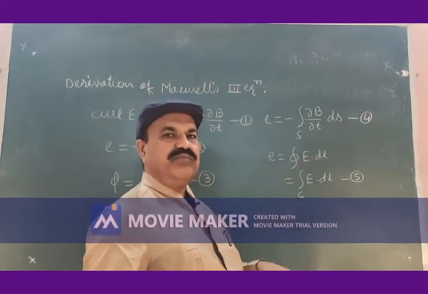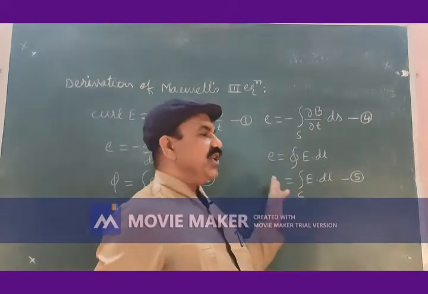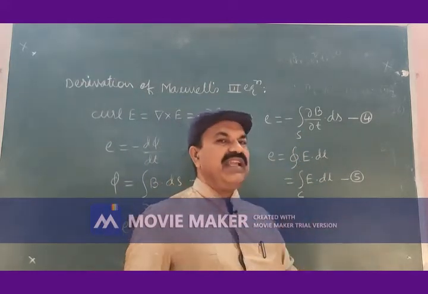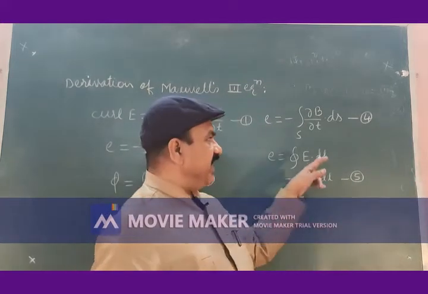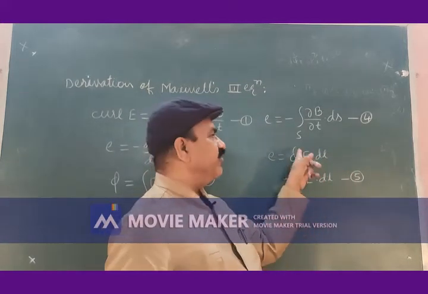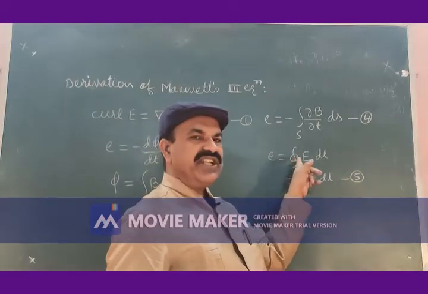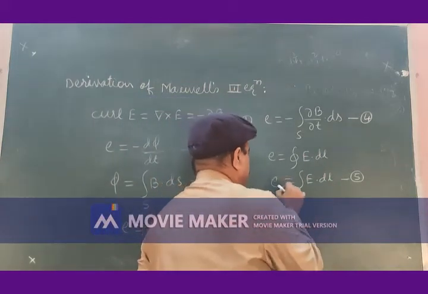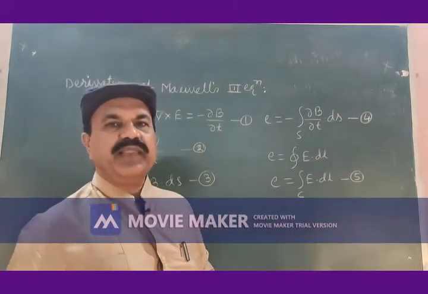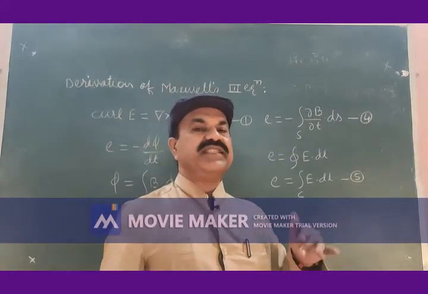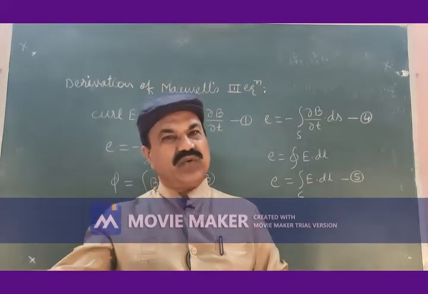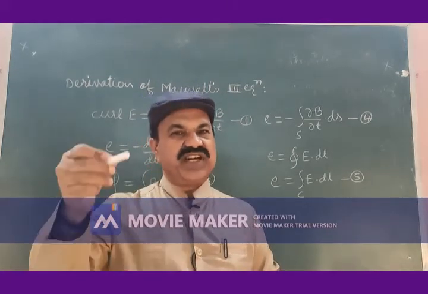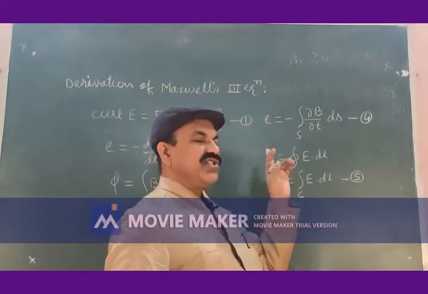Closed path, just put a circle on the integration. So E is equal to integration over a closed path of E dot dl. What is this capital E? Intensity of the electric field. Dl, the smallest line element of the closed path. You can write this integration this way or this way, both are same. Equation number 5. So the EMF E, which is found by circulating a charge around a closed path and finding the work done in moving this charge around a closed path, will give us the EMF E.